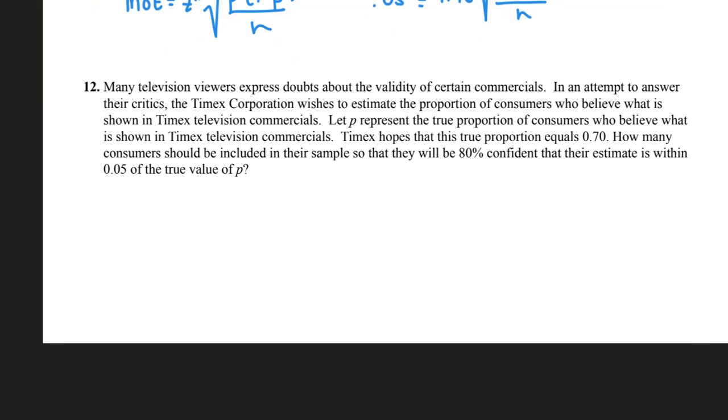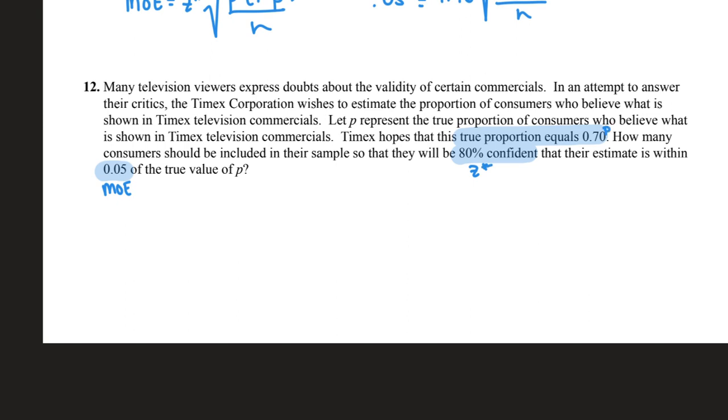Okay. This is another sample size problem. This one, though, is not a multiple choice one, so we are going to have to do the calculations. So this problem's about proportions, and it tells us, let's see, true proportion equals 0.7. It tells us we want to be 80% confident and then within 0.05 of the true value of P. So that's going to be our margin of error. This is going to be our confidence level, so that's going to give us our Z star, and this is what we're going to use for P or P hat.